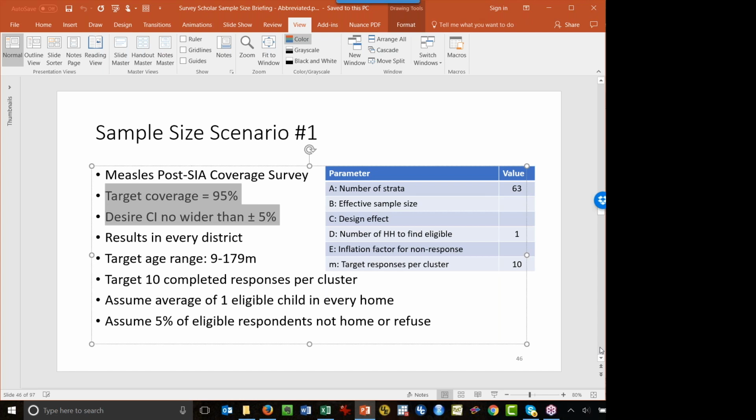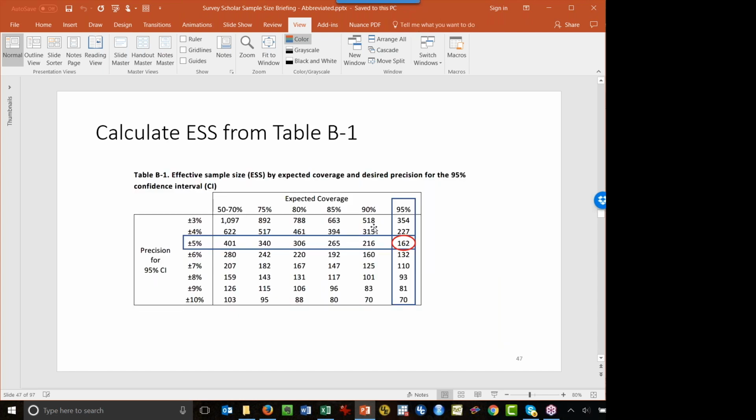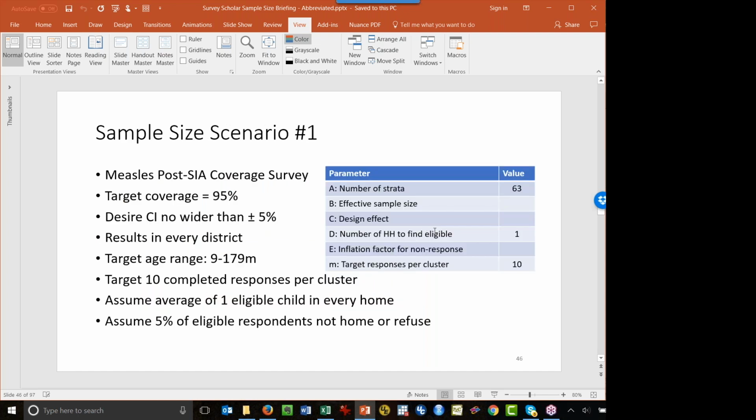Okay, so let's calculate the effective sample size. We're going to go to table B1, which is in your annex, and we just go to the intersection. Target coverage is 95%, and we want a confidence interval no wider than plus or minus 5%. And so the effective sample size given by the table here is 162. And so we can go back and fill in 162 here in this cell.